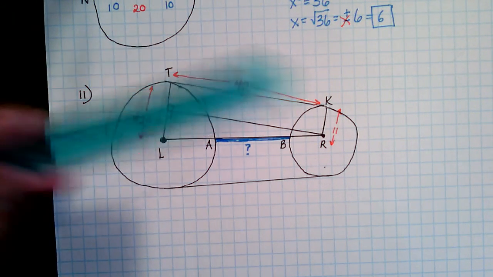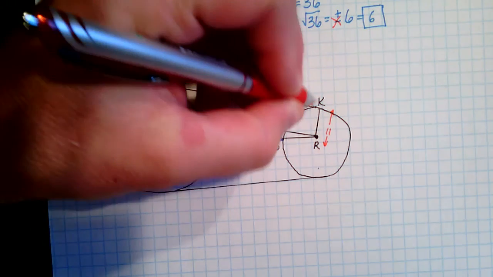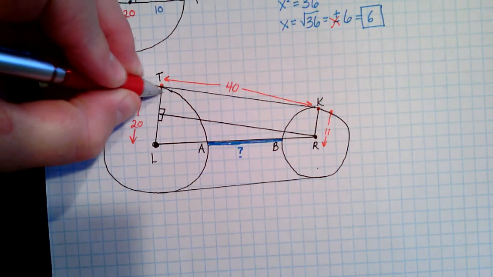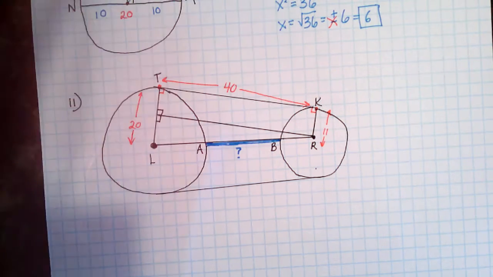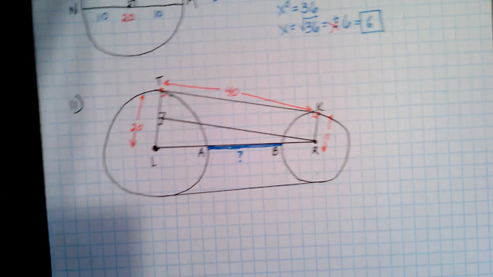The distance from T to K, to those 2 points of tangency, there's a point of tangency here and here. Remember, tangent lines are 90 degrees to the center of the circle. Okay? And I think that's about it. So with that given information, we can start to solve the problem, kind of map it out.